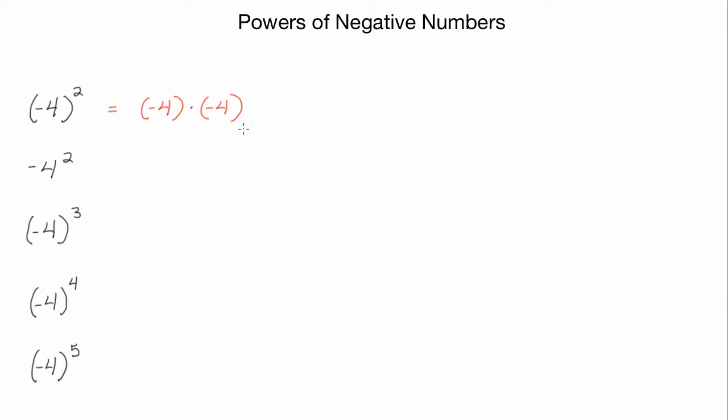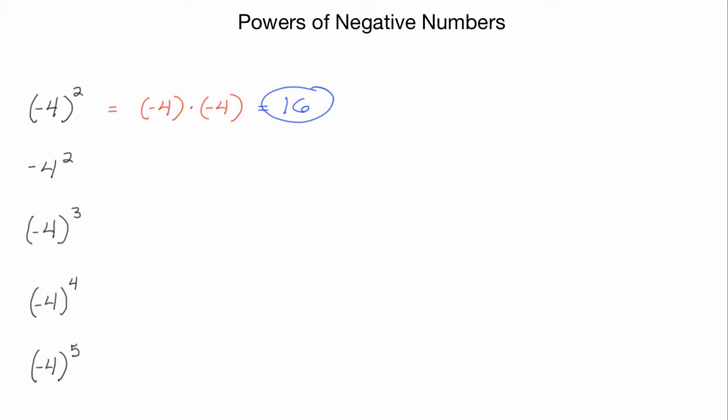And then if I simplify it out, well, -4 times -4, 2 negative numbers multiply to make a positive number, and so the result is going to be positive 16. So there we go. Squaring a negative number ended up making it a positive number by the fact that a negative times a negative is a positive.